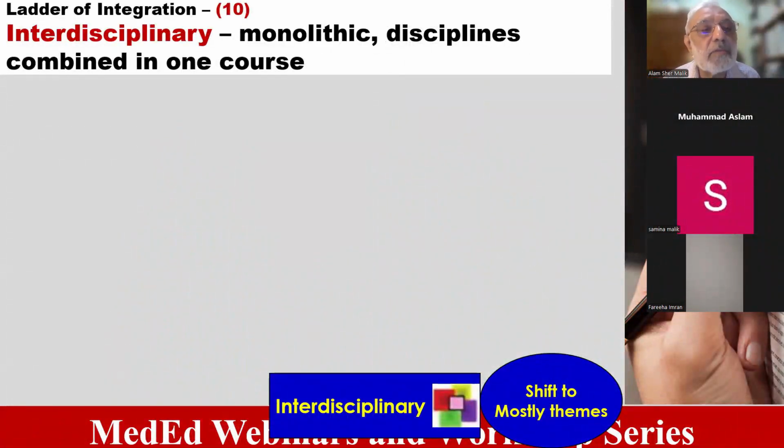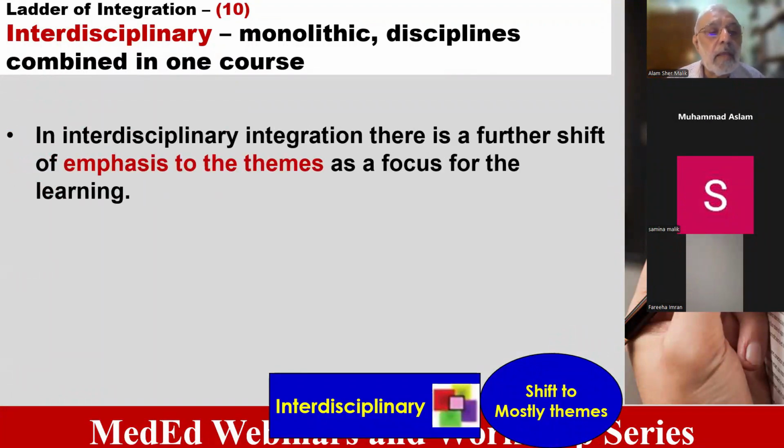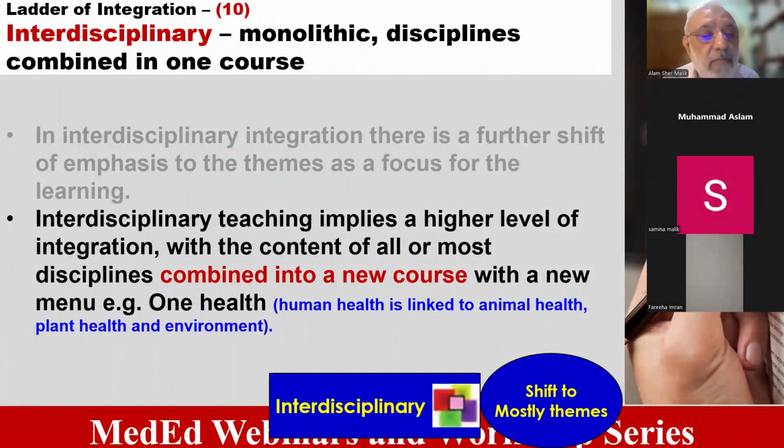If we look at level 10, which is interdisciplinary, it means that some boundaries of disciplines are still there. In interdisciplinary integration, there is a further shift of emphasis to the themes as a focus for the learning. Themes usually start from the 7th and 8th level and then keep on increasing. So in level 10, obviously, the number of thematic sessions would be more than in level 8. Interdisciplinary teaching implies a higher level of integration with the content of all or most disciplines combined into a new course with a new menu.